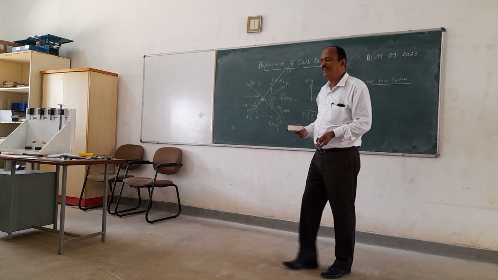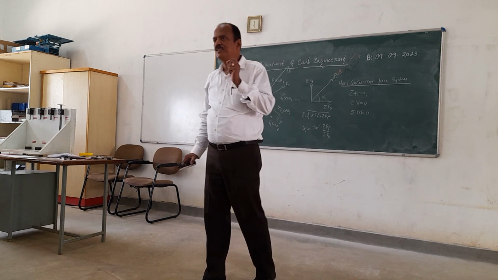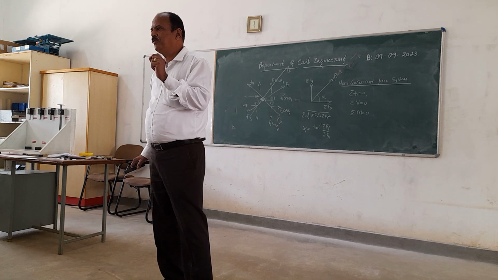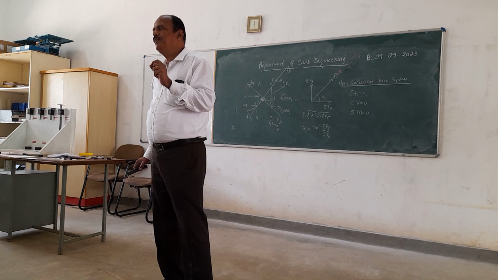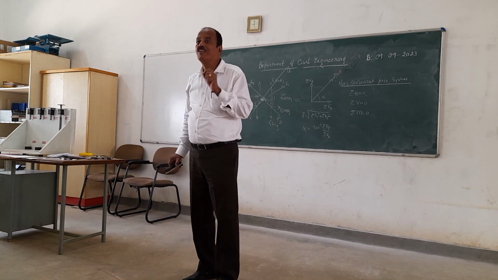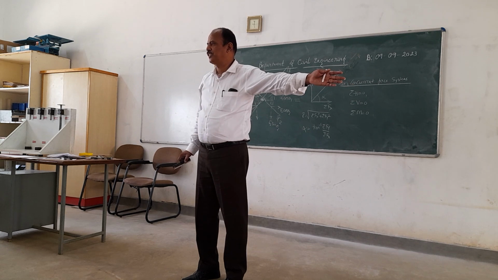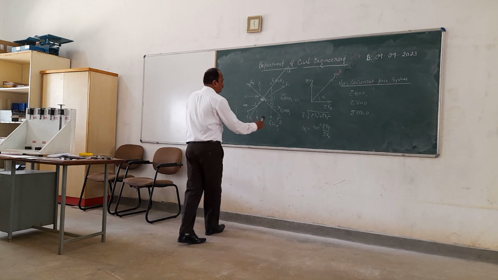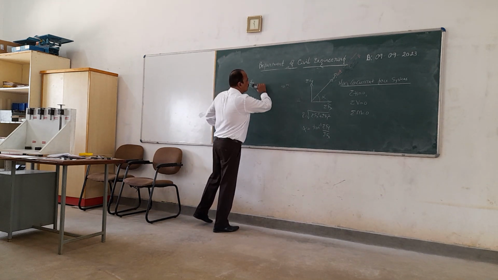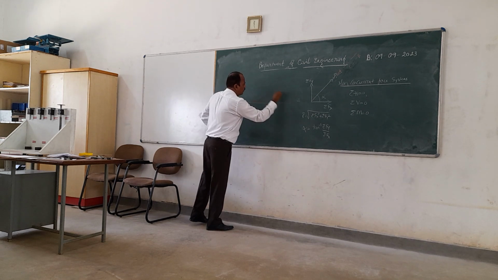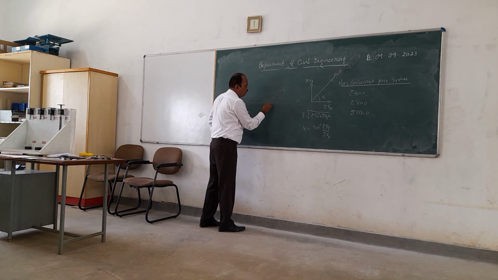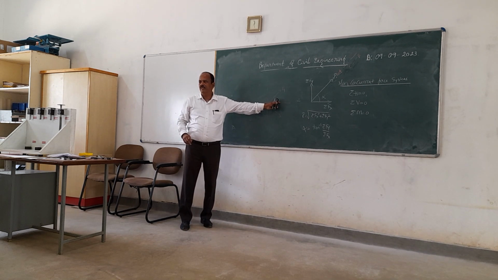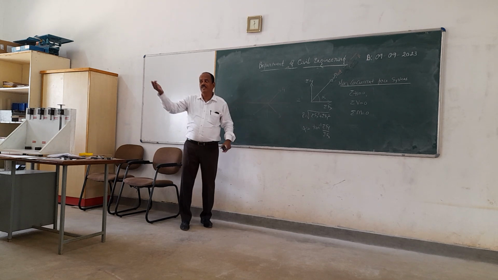Now, when you say a concurrent force system is in equilibrium, sigma f of x must be equal to 0 and sigma f of y must be equal to 0. To look into that, we shall demonstrate the equilibrium condition by using what we call a force table. In this force table, we have various forces, F1, F2, F3 and so on. Now we are going to get some kind of resultant.